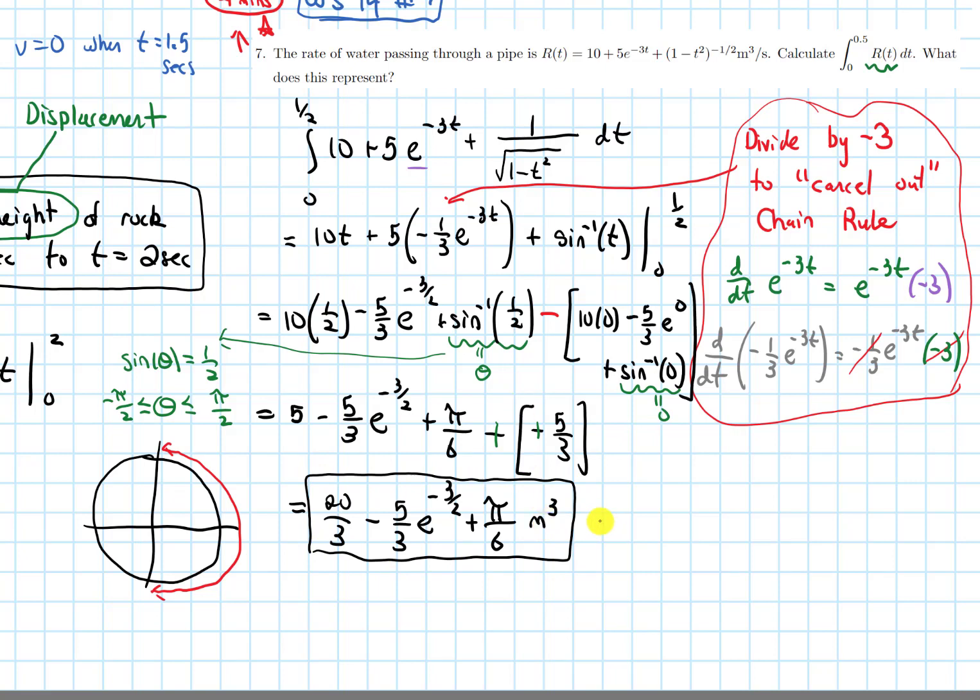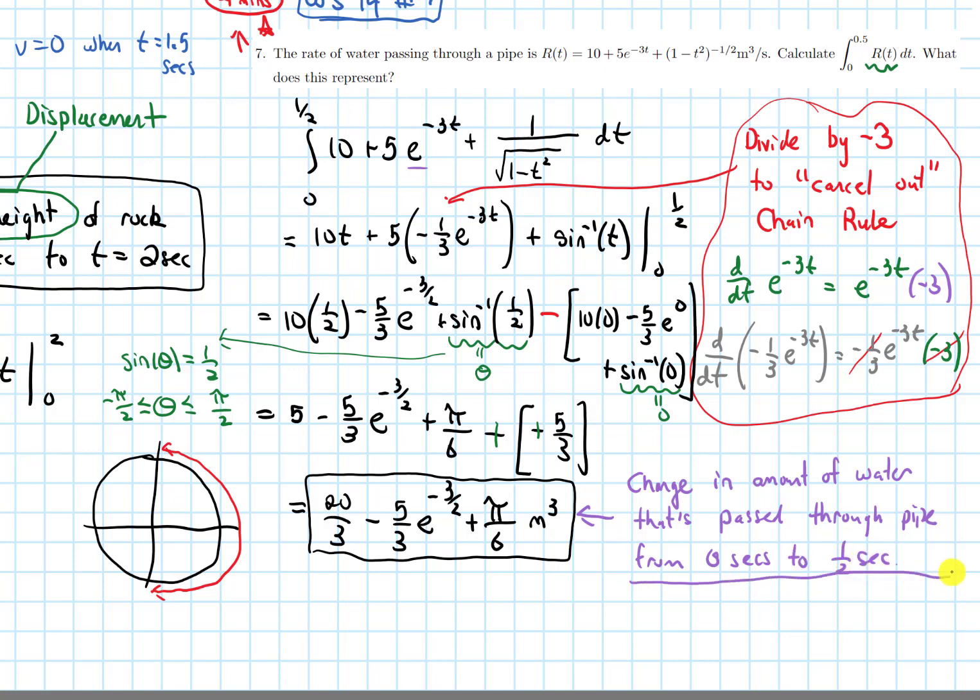But it also asks, what does this represent? And we kind of said that. This is the change in the amount of water, volume in this case, then by amount I mean volume, amount of water that has passed through the pipe from 0 seconds to 1/2 a second. And let me just mention that by amount, I mean the volume.